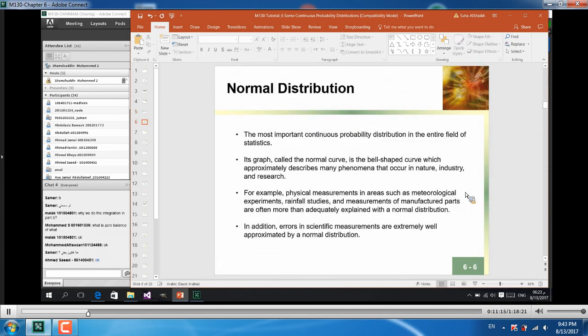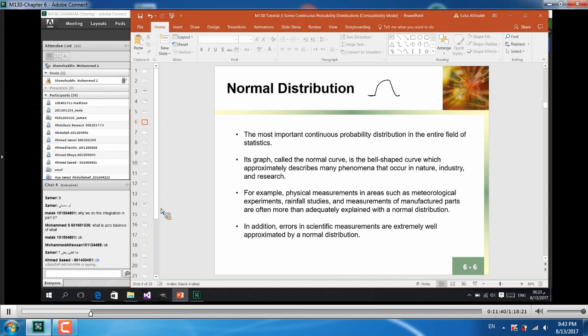Now let's go to the normal distribution. Here we have the following point. It is the most important continuous probability distribution in the entire field of statistics. This is the most important one. Put in your mind that the normal distribution has the bell shape. Okay, it has a bell shape.